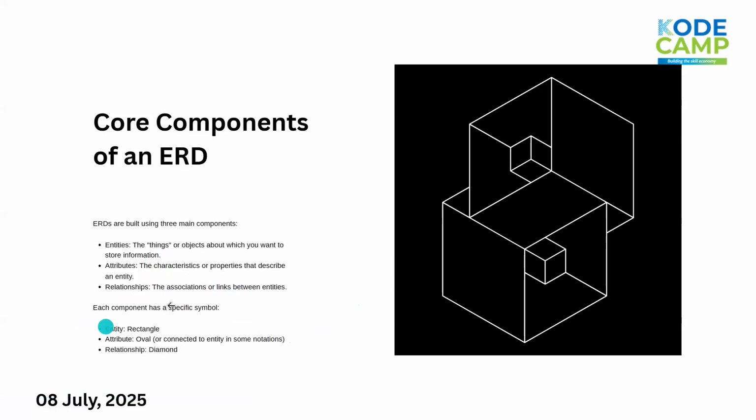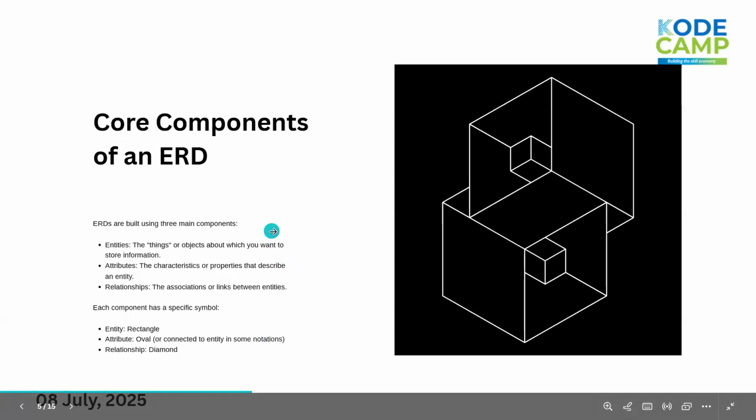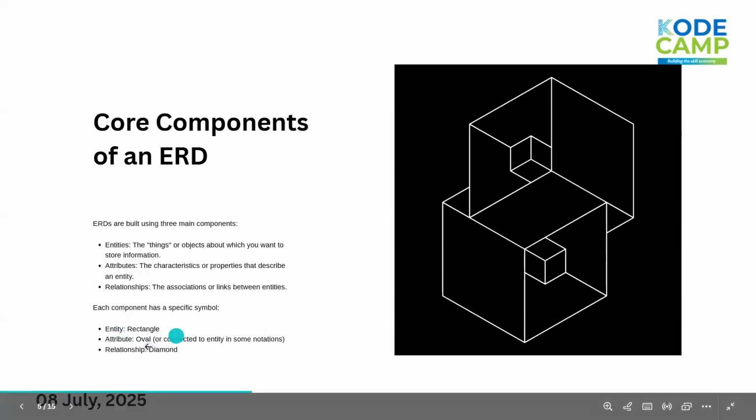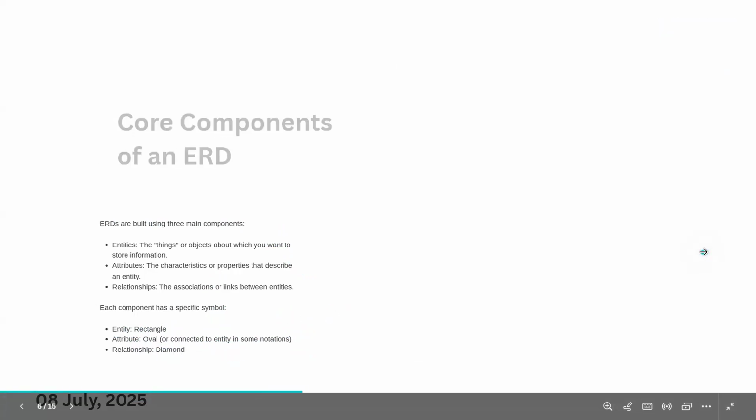Okay, let's proceed. So each component has a specific symbol, right? Entities, we represent using a rectangle. When we go into one of the tools that helps us to represent all these diagrams, we'll understand better. So for entities, we use rectangles. Then for attributes, we use the oval connected to the entity, or in some notations, I'm going to show you a simpler way to represent entities, attributes, and the relationship between the two.